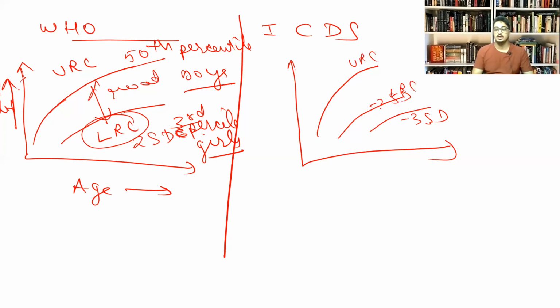As we know, it can be mild, moderate, or severe. Between first 2 lines, it is called road to health. Between these 2 lines, -2 standard deviation to -3 standard deviation, we will call that there is mild to moderate malnutrition, and below -3, this clearly means that the child is suffering from severe malnutrition. So this is with regard to these 2 standards that we are using. ICDS charts are used at Anganwadi centers.